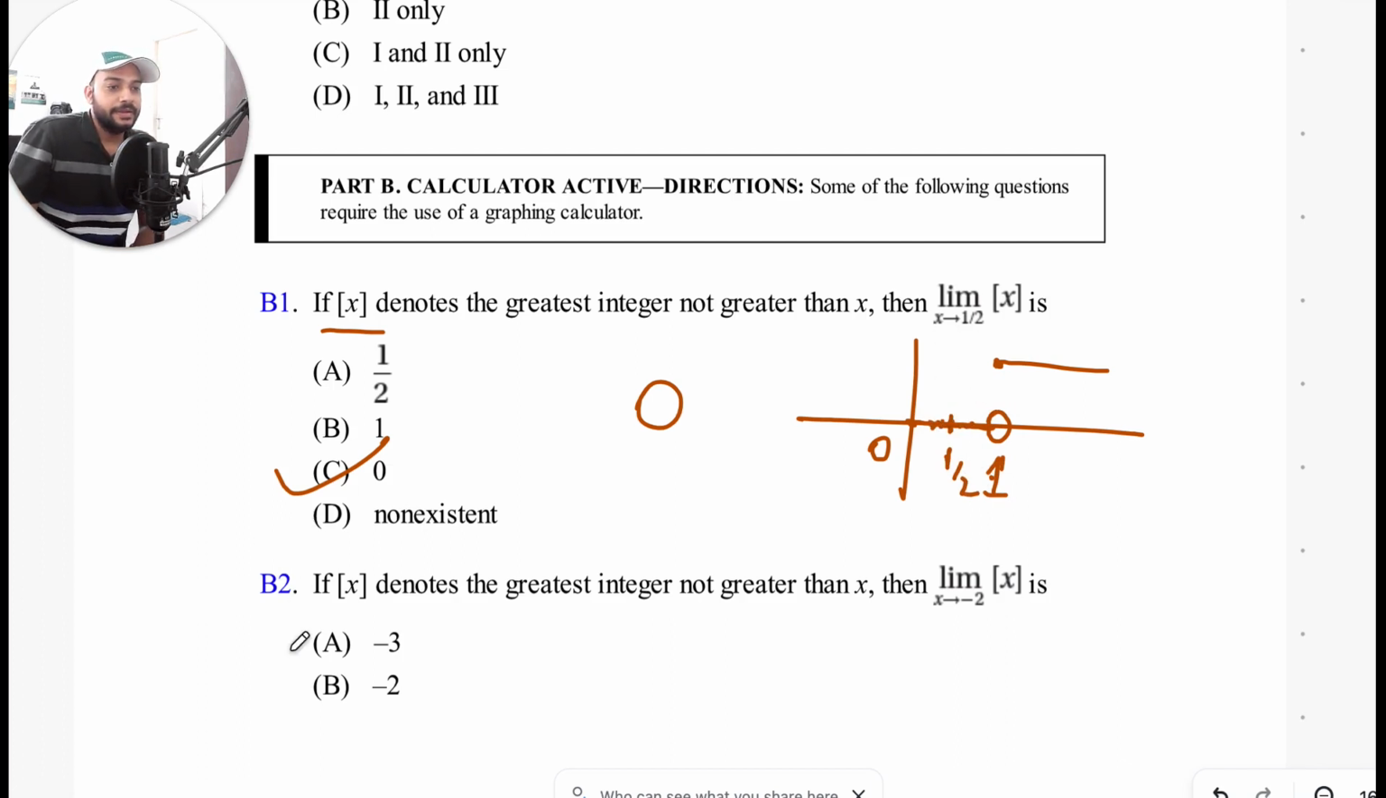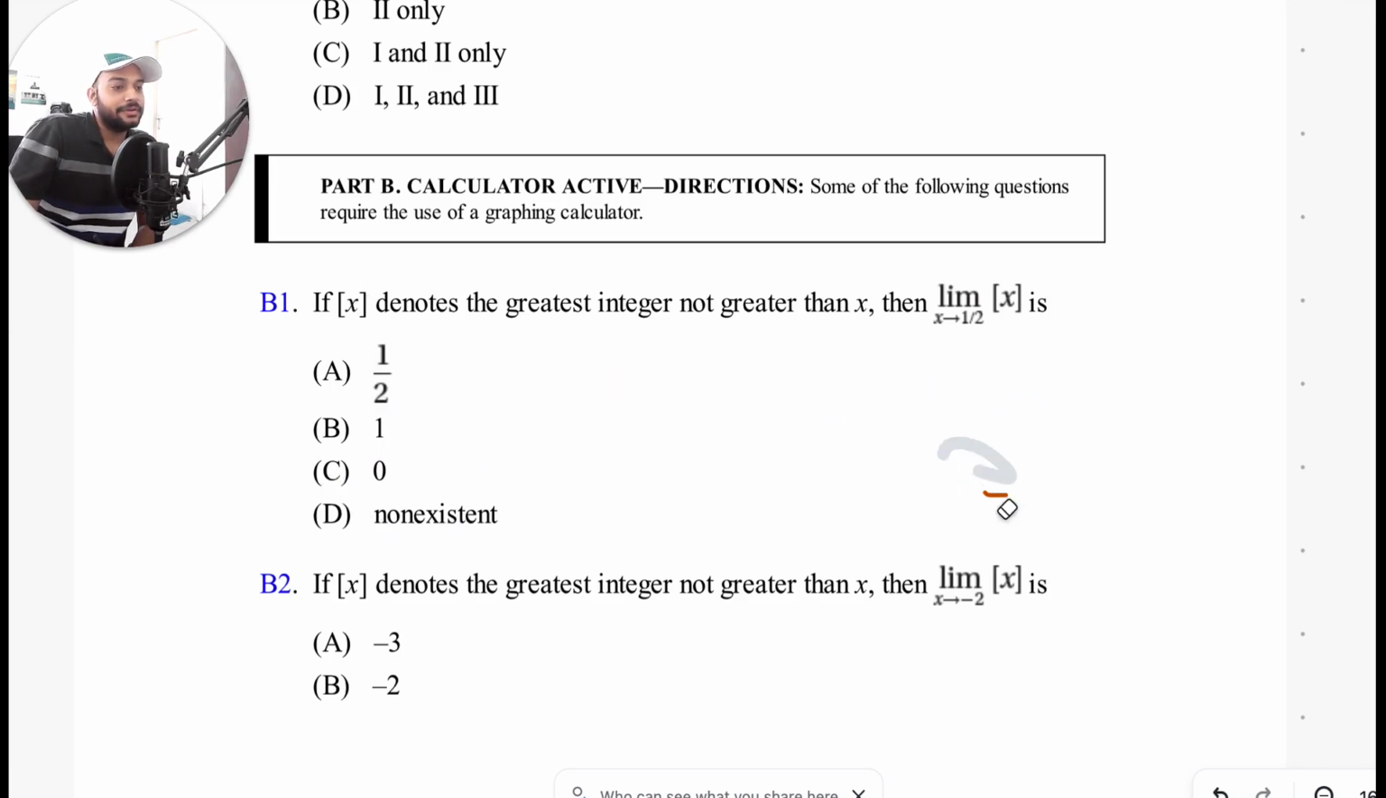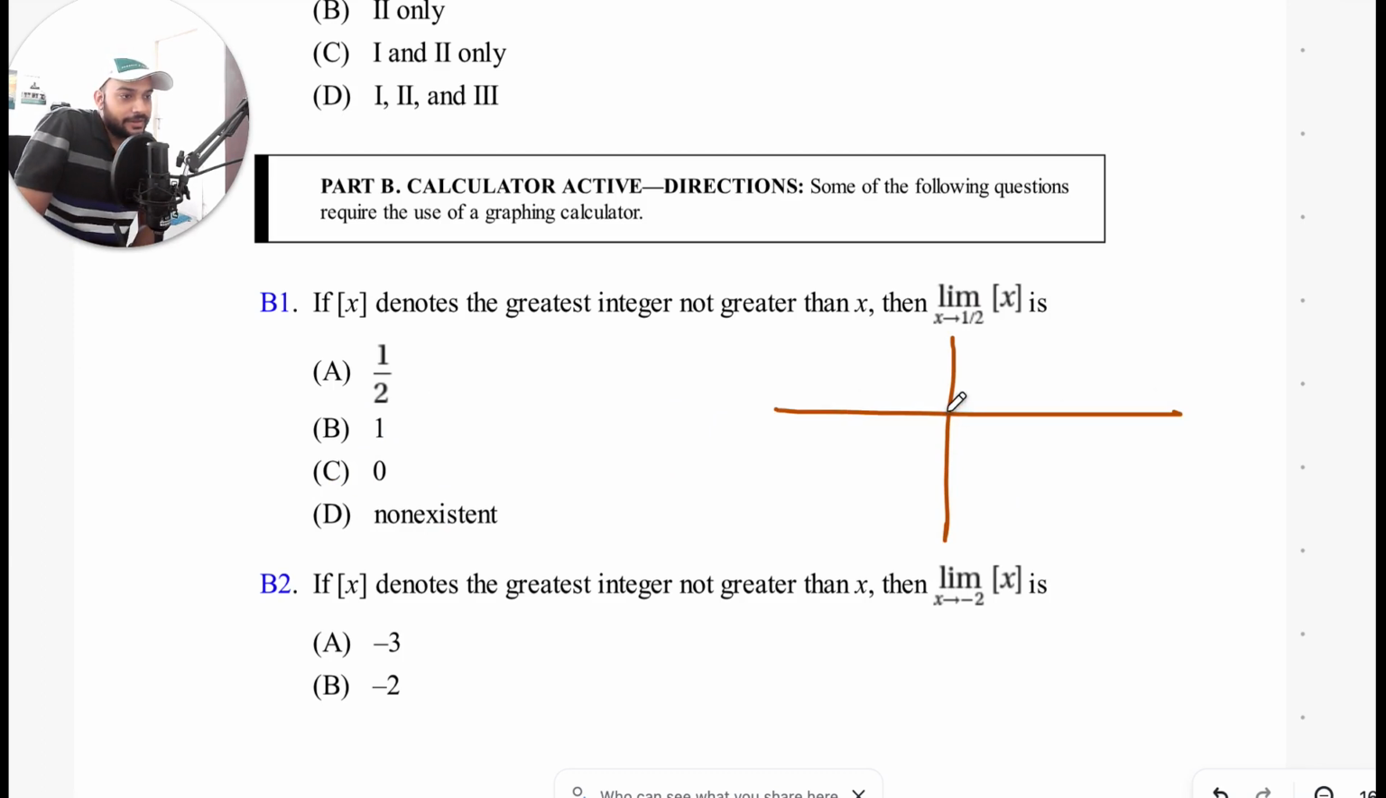Okay. B2, if this denotes the greatest integer not greater than x, then limit x tending to negative 2, greatest integer x is. Okay, now this becomes tricky. Let's see. I'm going to draw the graph here, and then we'll see how to do this. This, then this, then this. Okay, this is 0. I'm changing the color.